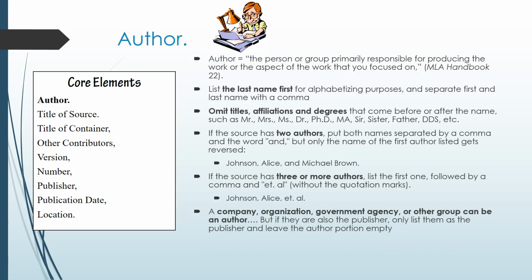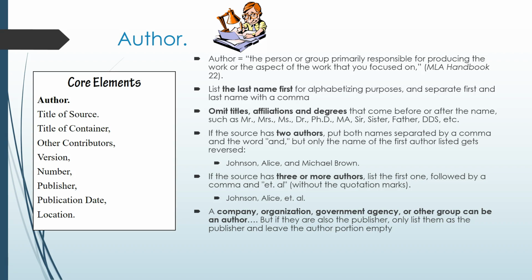Finally, you should keep in mind that a company, organization, government agency, or other group can be an author. The author isn't always a person. In the case of a non-person author, leave the name as it is. Don't reverse anything. However, if the publisher is the same organization as the author, begin the entry with the title, skipping the author, and list the organization only as the publisher.